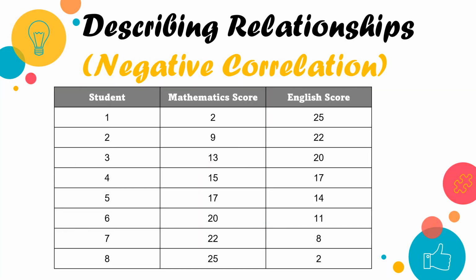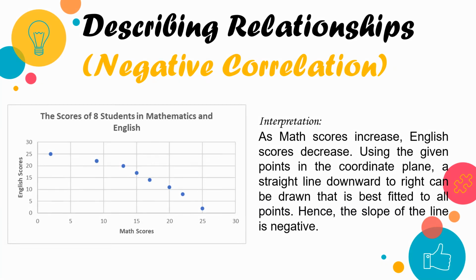Next we have the negative correlation. Let's look at the scores of students 1 to 8, their mathematics scores and then their English scores. Okay? So that's our negative correlation. Let's try to look at the scatter plot. If we connect the lines here, this will be the picture of it.